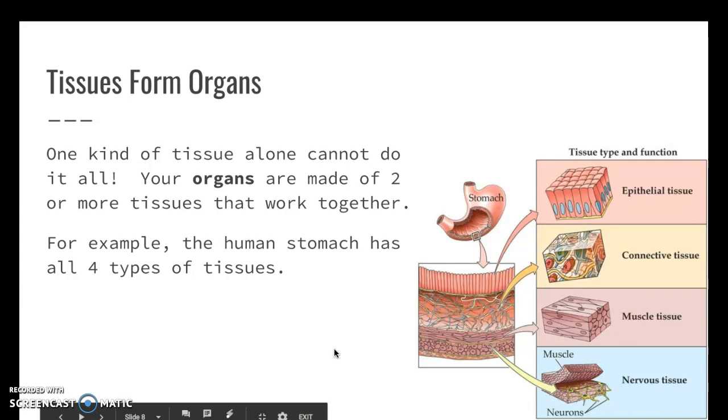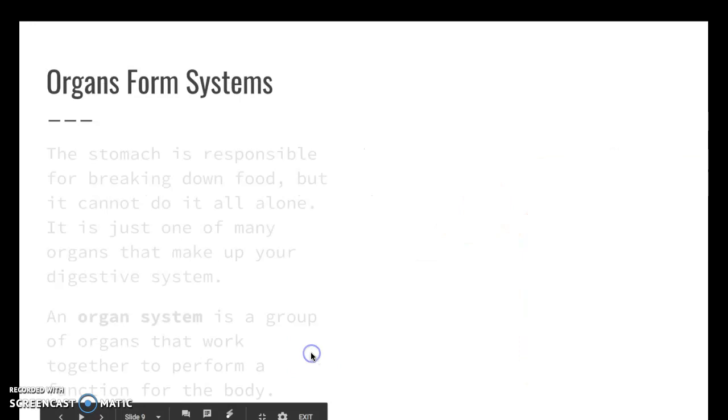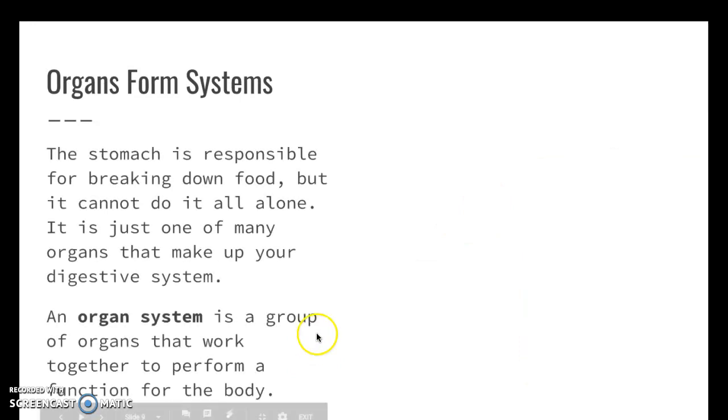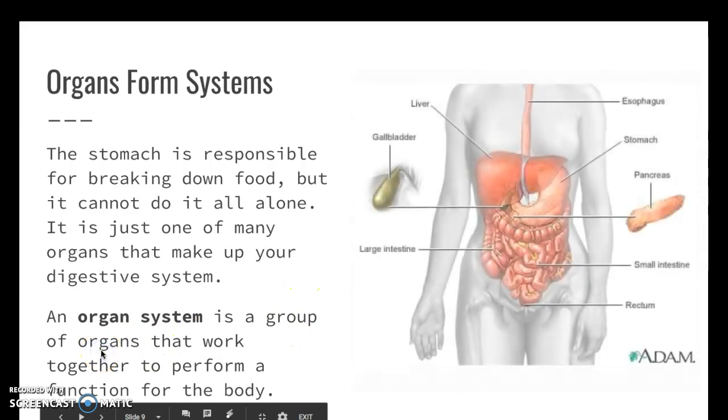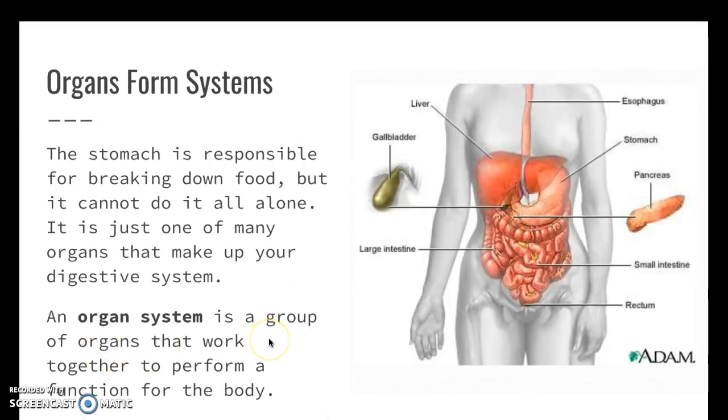And this is just one example of an organ that has all four. Some organs may only have two types of tissues. Some may have three. This one has all four. But the stomach can't do it all alone, and it has to be a part of a whole organ system. And that definition is a group of organs that work together to form a function in the body.